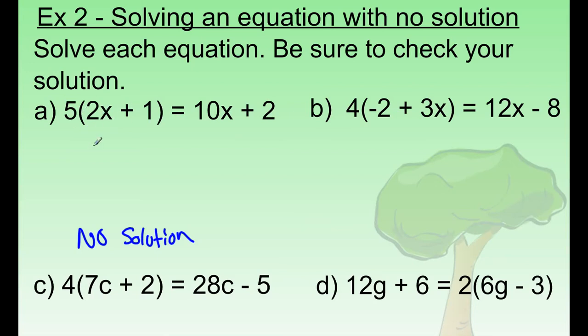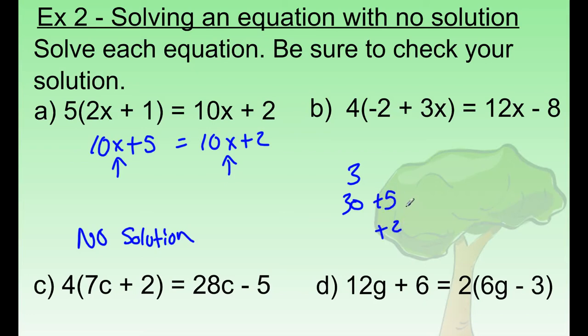If I go through and distribute this again, we had 10x plus 5, and this side was 10x plus 2. So I want you to think of any number right now, and plug it in for x. Think of a number and multiply it by 10. So my imaginary number is going to be 3. If I take 3 times 10, I get 30. Now, can you take that number and add 5 and add 2 and get the same thing?